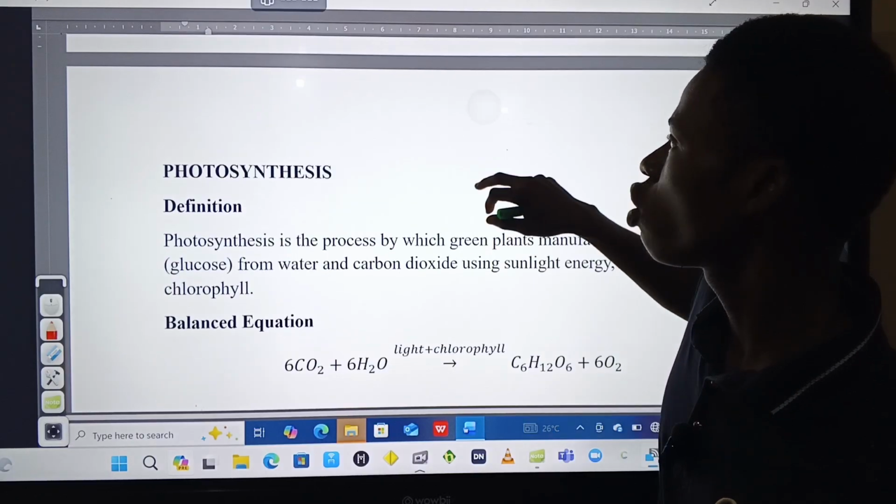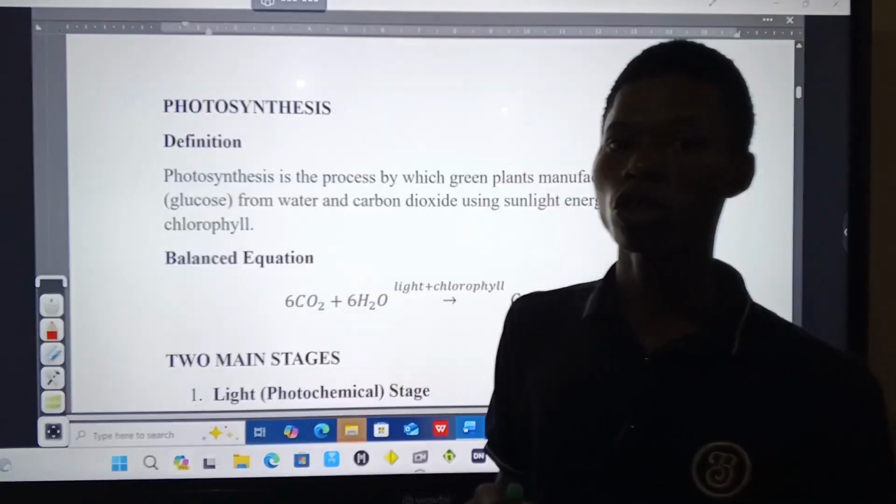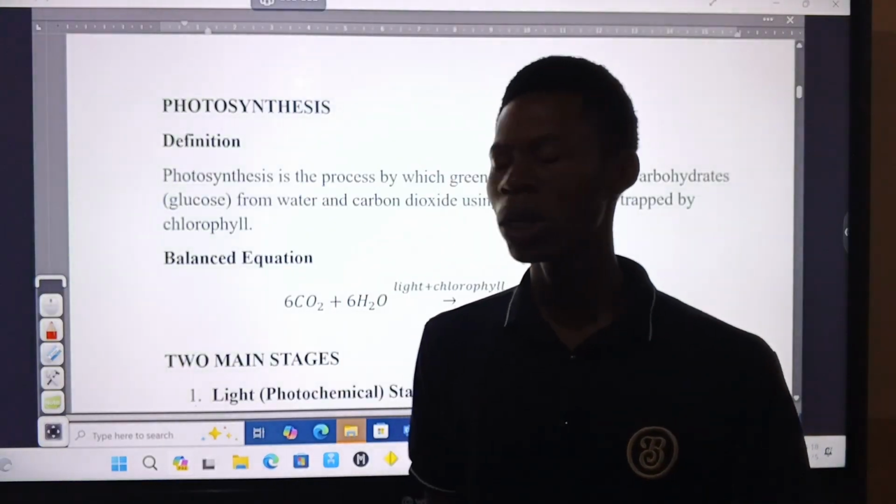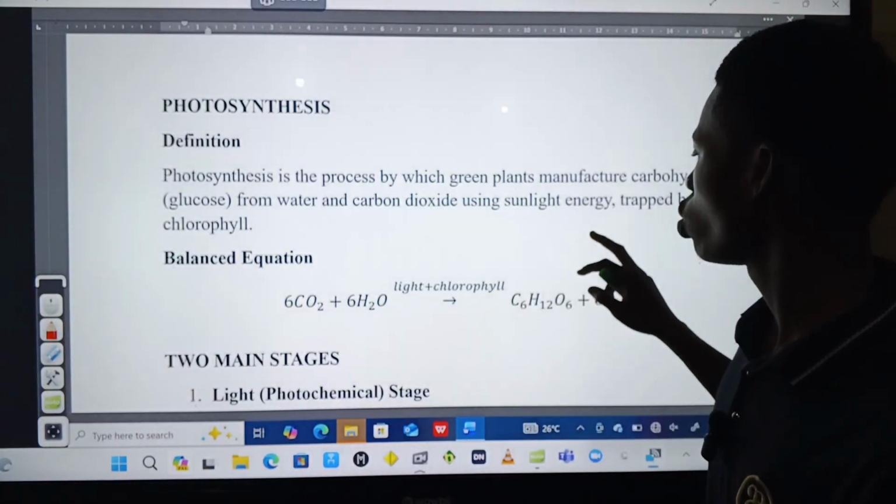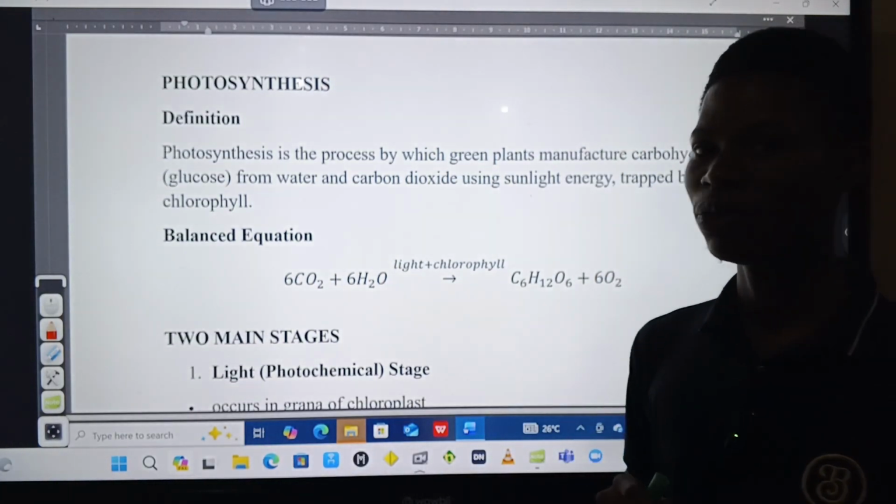And we said that the major way plants manufacture their food is through photosynthesis, right? So let's look at this photosynthesis. There is a question they will ask you here. It goes beyond the definition.